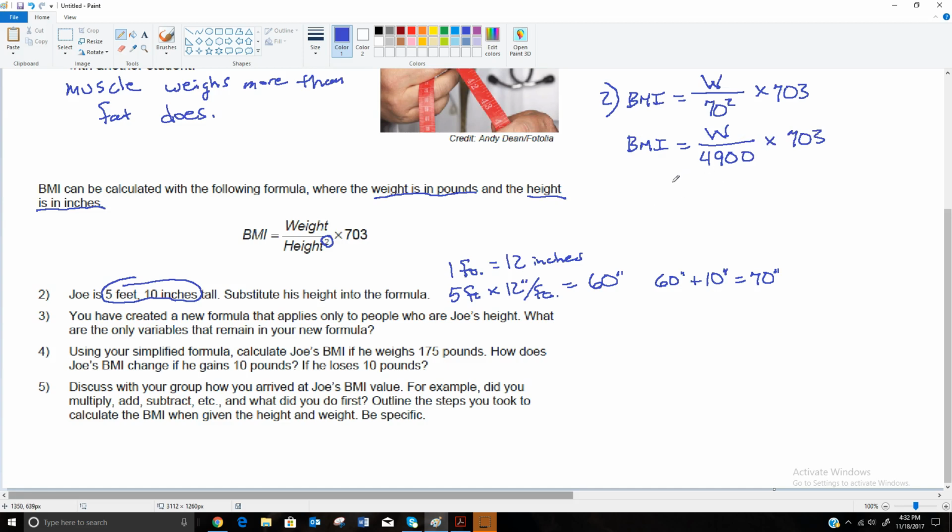I'm going to write this down, but then I'm going to take it out because I'm not really fond of this method. But we could take 703 and divide it by 4,900 because it's on the bottom. And we could write it as 0.143. That's 703 divided by 4,900 W. And we could just multiply this times the weight, and then that would work.